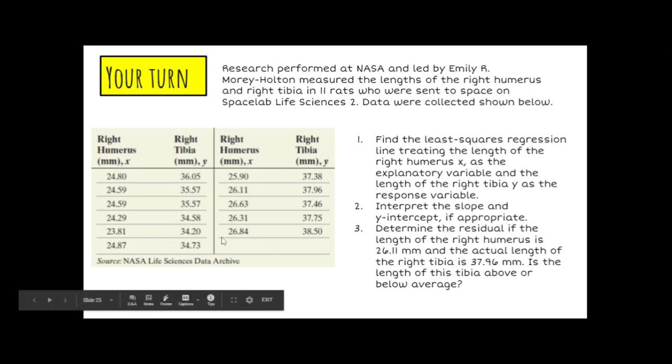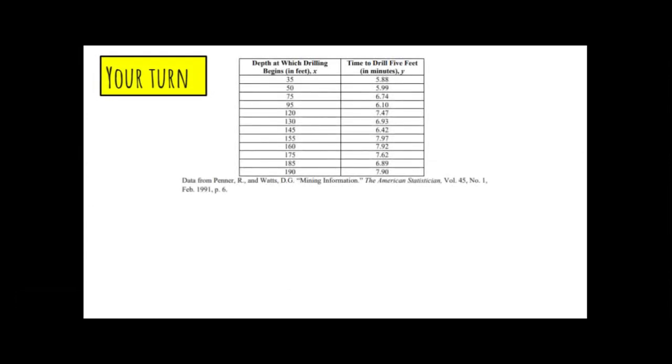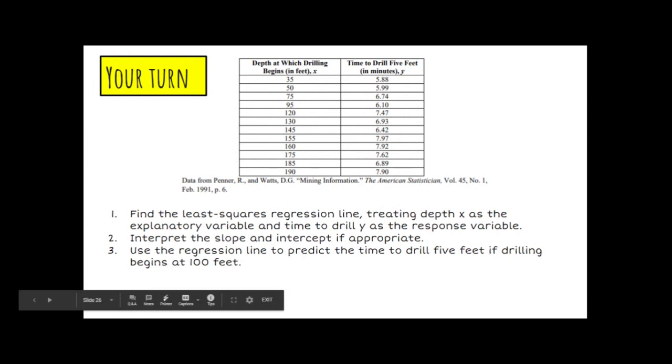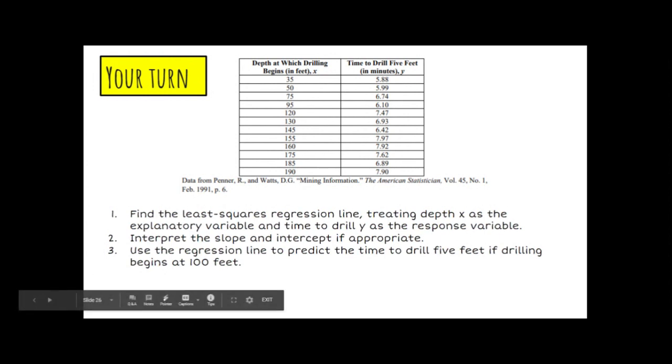All right, let's continue. Here's another example. So the same, find the least squares regression line, treating depth x as the explanatory variable and the time to drill y as the response variable. And then interpret the slope and intercept if appropriate, and then use the regression line to predict the time to drill 5 feet if drilling begins at 100 feet.